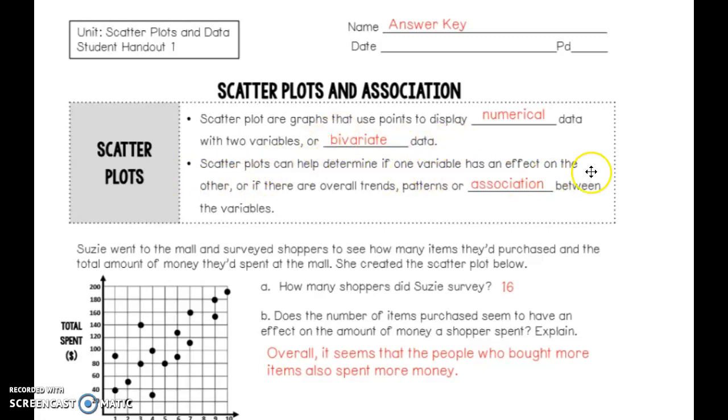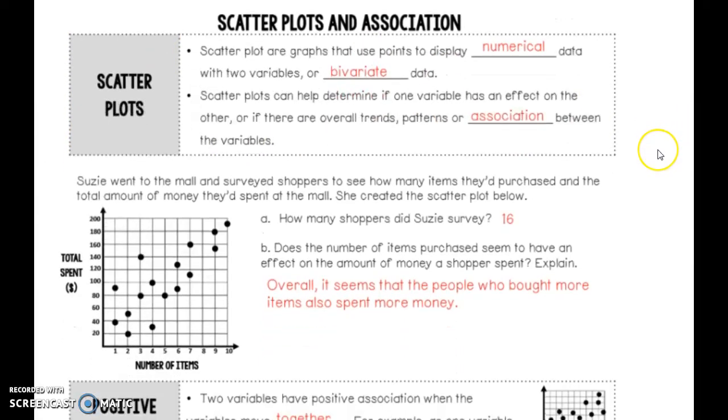Scatterplots can help determine if one variable has an effect on the other, or if there are overall trends, patterns, or association between the variables. So again, there's some words up here that we need to make sure we have down, and then we'll come back and revisit these words so we learn what they mean.